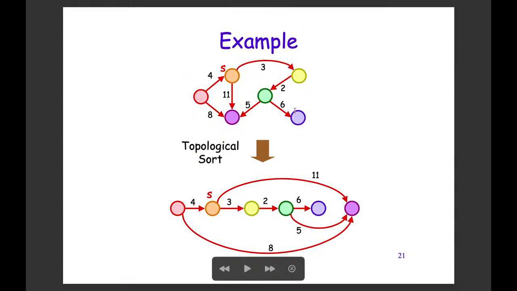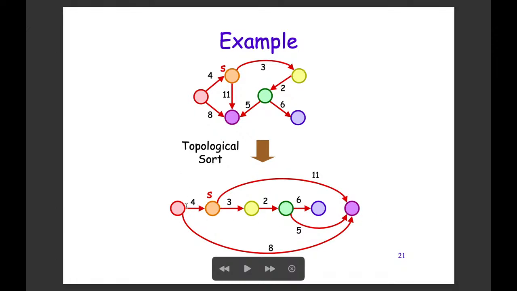For instance, let's say this is the input graph, and this is the source vertex S, and we want to find the shortest distance from S to any other vertex. What we can do is first perform a topological sort like this. Notice that the topological sort order may not be unique. For instance, this blue vertex can appear after this purple vertex and that is also okay. We can perform the topological sort and use any one of them, and it works.